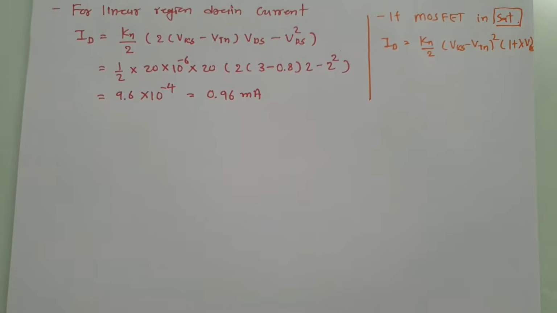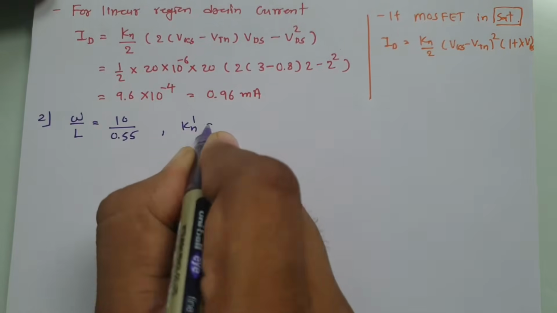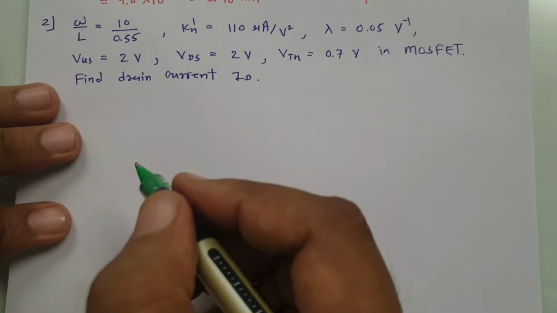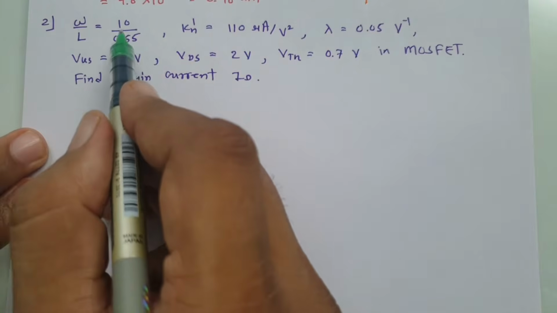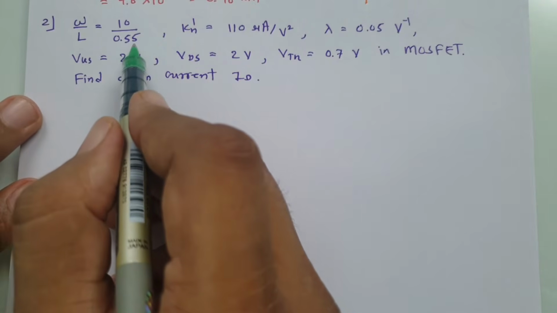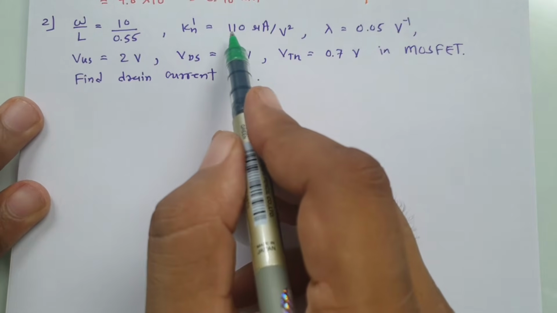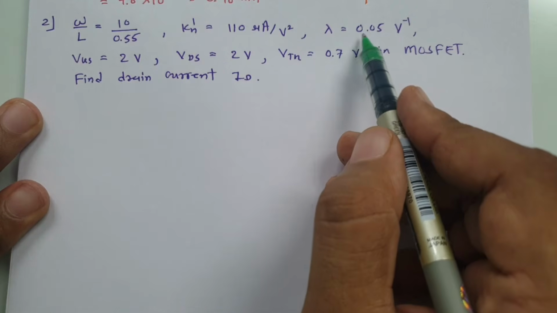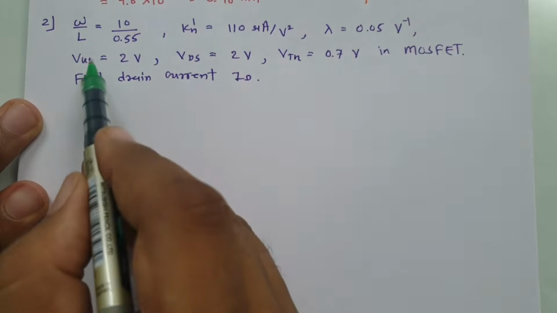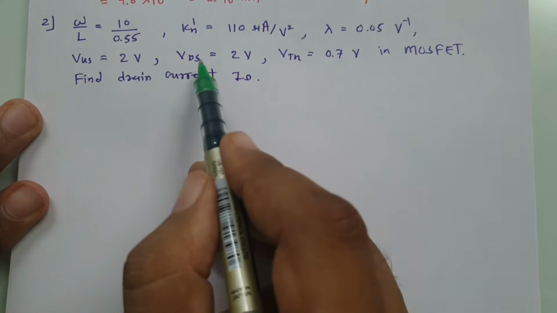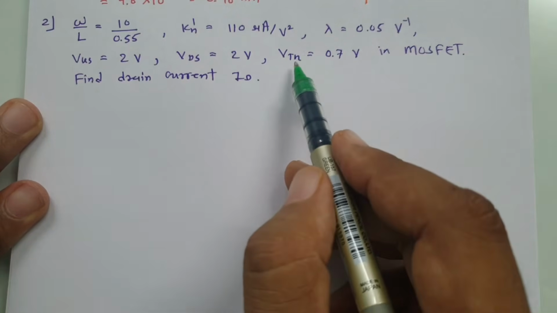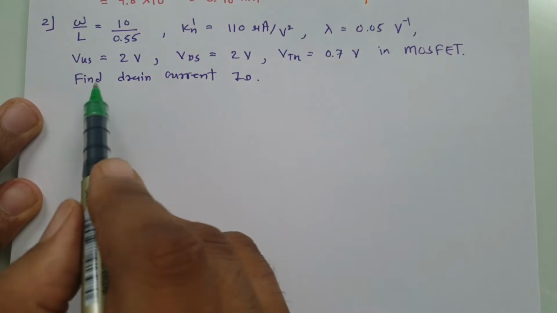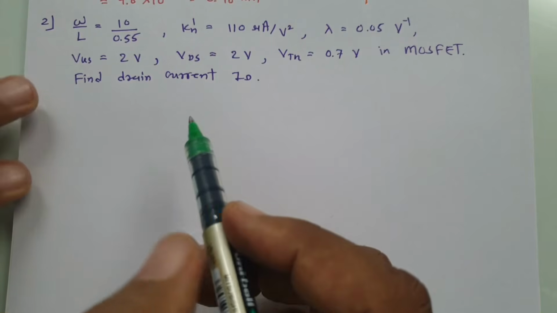So my second question is, in this question W by L is given, that is 10 divided by 0.55, K dash N is 110 microampere per volt square, lambda is 0.05 volt inverse, VGS is 2 volts, VDS is 2 volts, and VTN is 0.7 volts in this MOSFET, and we need to identify the drain current.